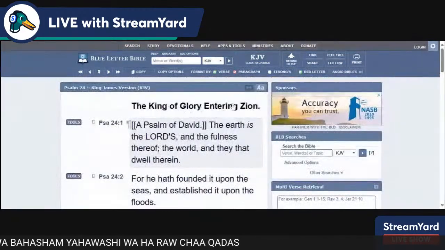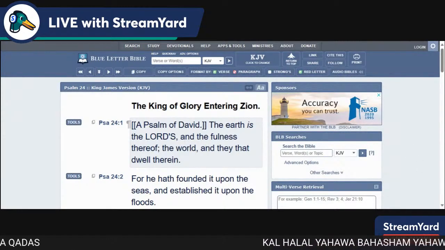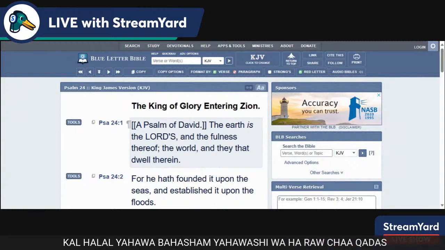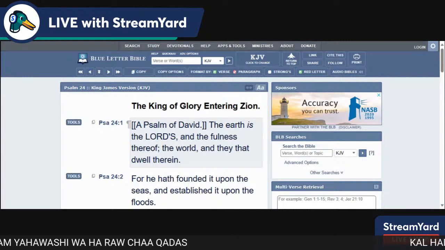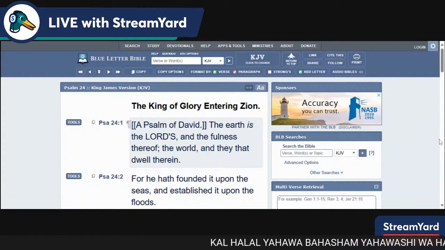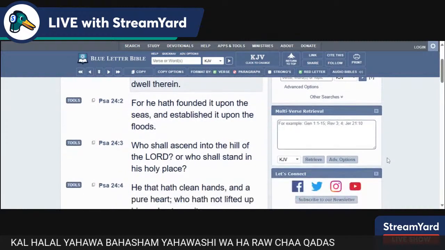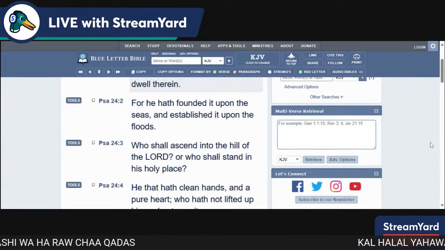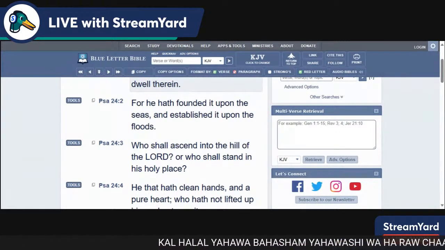The King of Glory entering Zion. And that's Yahweh entering Zion, which is when the hopeful elect are gathered and we're in the kingdom, and the Lord is entering into that kingdom or bringing us into the kingdom. The Psalm of David: The earth is the Lord's and the fullness thereof, the world, and they that dwell therein. For he hath founded it upon the seas and established it upon the floods. Established it upon the seas, which is the people, and established it upon the floods.